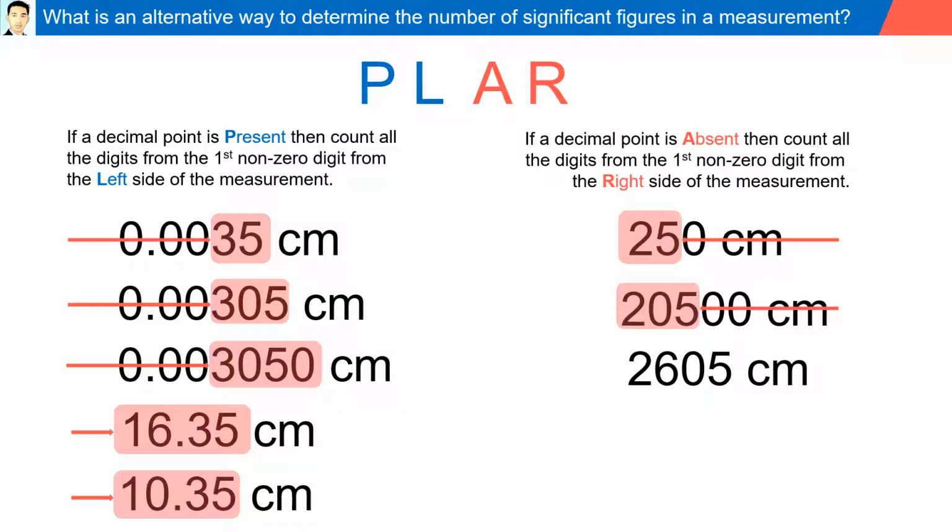2605, decimal point is absent, so we come from the right. From 5 and onwards towards the left, all the digits are significant. And finally, 265, coming from the right side, decimal point is absent, all the digits are significant. This is an alternative way to determine the number of significant figures in a measurement.